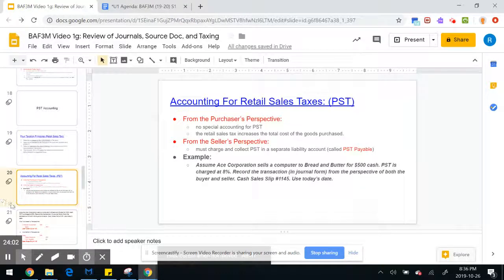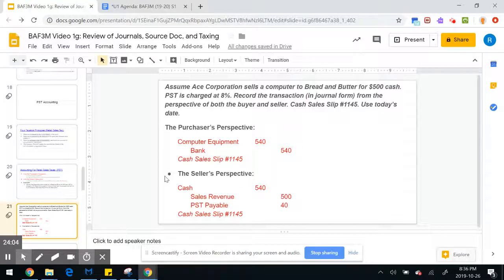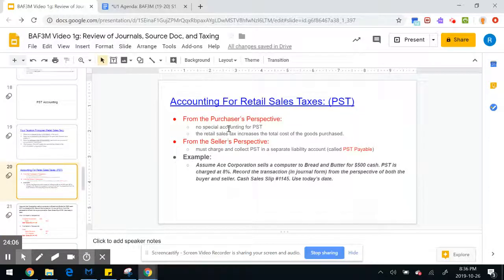All right, so let me just show you how that PST looks. So here's the example we did in class, and here's a little rule that we talked about. So from the purchaser's perspective, there's no special accounting for PST.